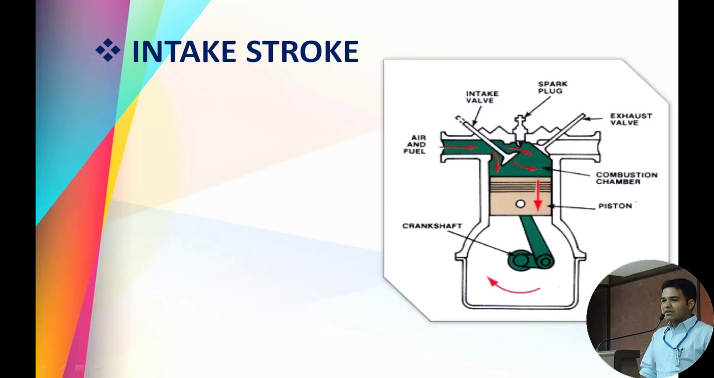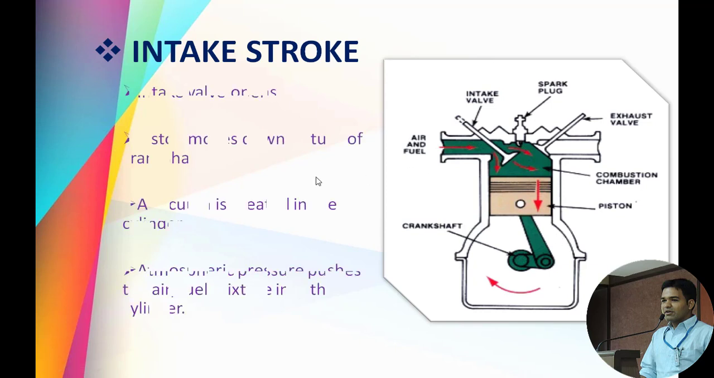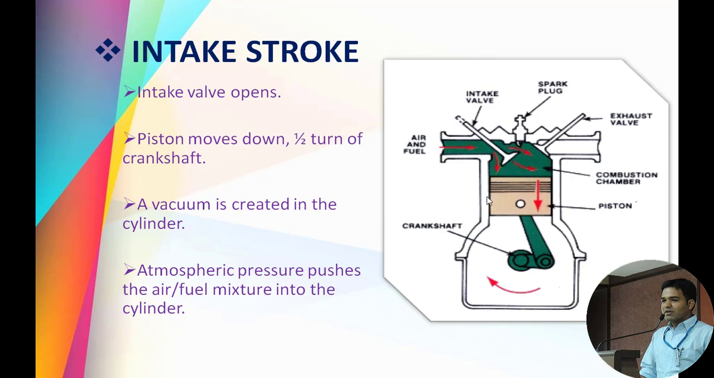So, intake stroke. As shown in the figure, the piston starts moving in the downward direction. During this process, our intake valve remains open. Due to the downward movement of the piston, and simultaneously our crankshaft rotates a half turn, a vacuum is created inside the cylinder, and due to the pressure difference generated between this system and the environment, the atmospheric pressure pushes the air fuel mixture into the cylinder.